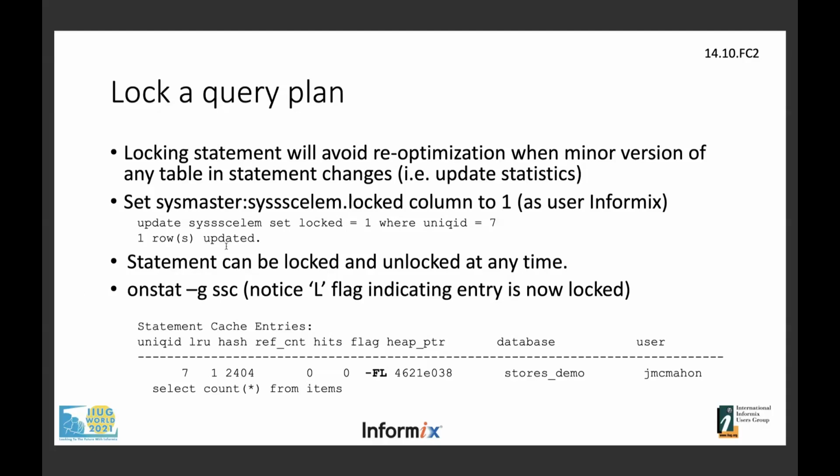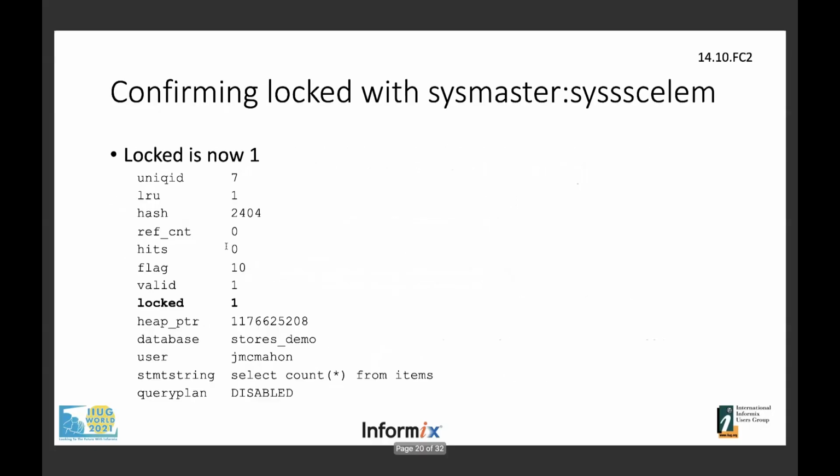So they can be locked and unlocked at any time. And here's the onstat version of seeing that capital L flag there at the bottom, declaring that it's been locked. You can also use the sysmaster table to view it. In this case, we have a valid one, and it's locked. If you just leave it like that forever and run update statistics all you like, it's always going to be that plan.